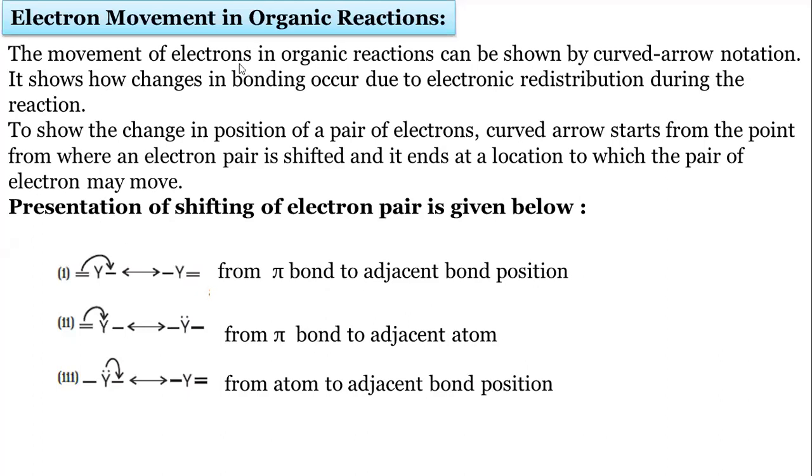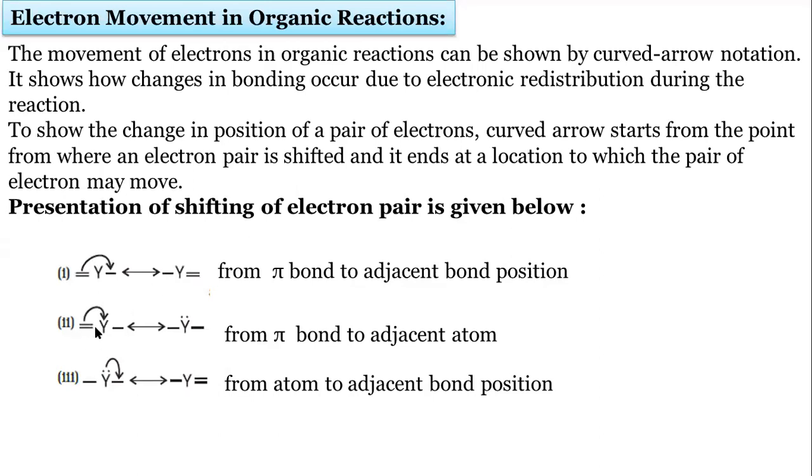See, the movement of electrons in organic reactions can be shown by the curved arrow notation. We can see here, this is the curved arrow. This curved arrow indicates the electrons from this double bond are shifted here, and the single bond is converted into a double bond. So here it is written from pi bond to adjacent bond position. One is sigma bond and one is pi bond. So the electrons are shifted from this double bond to this single bond. So this double bond is converted into single bond and single bond is converted into double bond. Electrons are shifted from here to here.